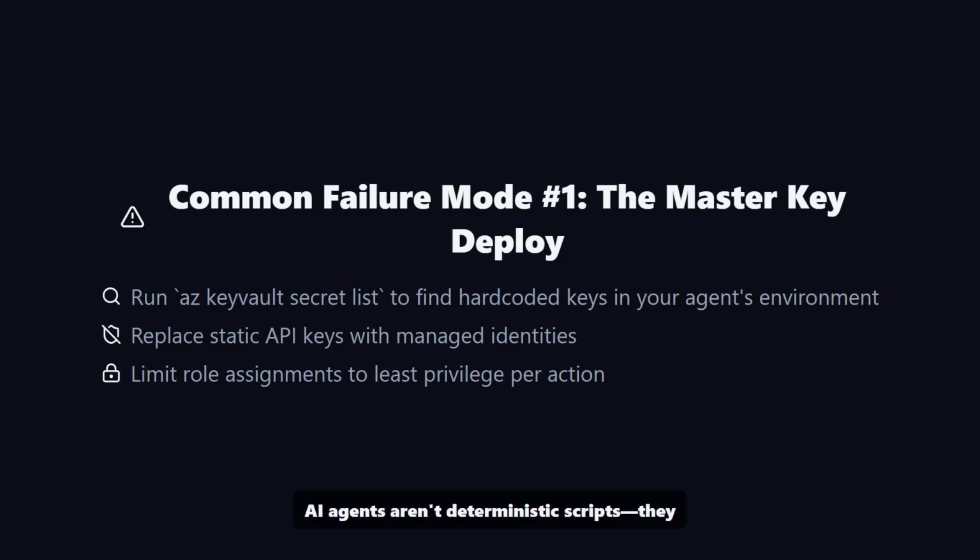AI agents aren't deterministic scripts. They interpret untrusted text, so a single leaked key is a breach. Run az keyvault secret list to find and remove any hard-coded keys.